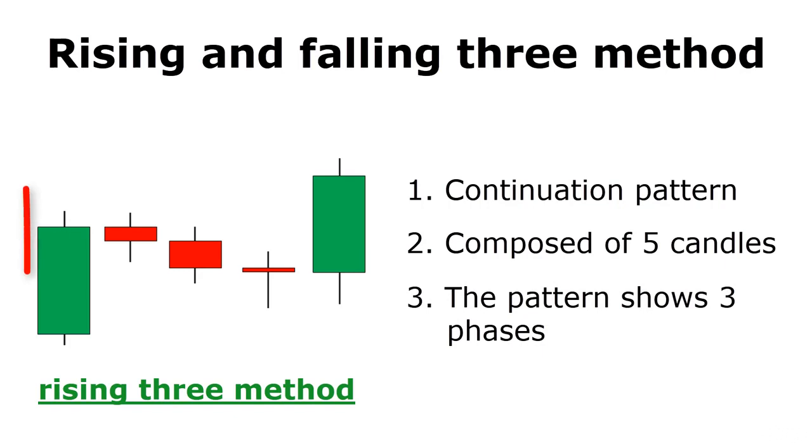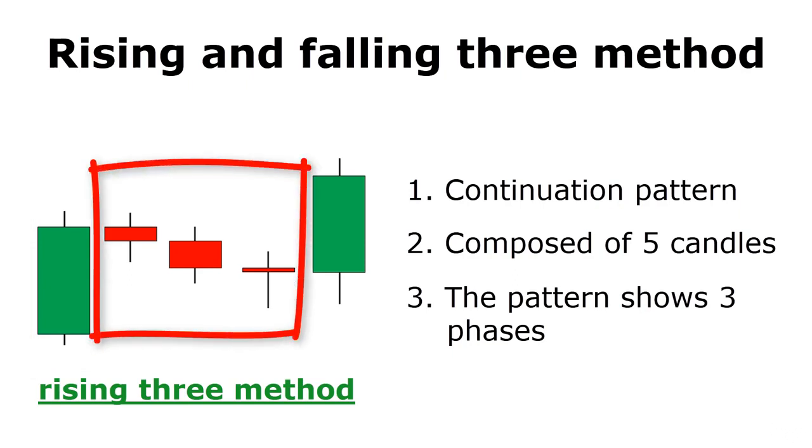The first phase is composed of a long green candle that confirms the uptrend. Then we have 3 falling or lateral candles that hold within the long green candle's high-low range. Ideally, we have 3 red candles with a small real body and small shadows, but it is still acceptable if one of these candles is green with a small real body or a doji.